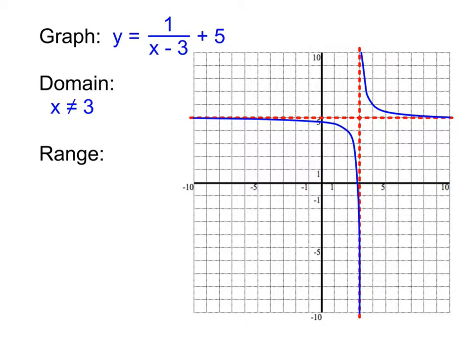All right, so then the range, well, of course, that's got to be our y values, right? And in this case, y cannot equal 5. And again, I go to the asymptote. So y cannot equal 5.